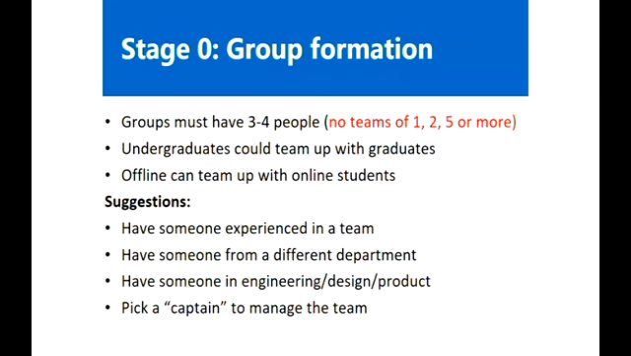So stage 0, group formation. Each group needs to have at least 3 people and at most 4 people. We cannot have 1, 2, or 5, 6 people. And there are no restrictions on who you team up with, like online students or grad students with undergrad, that's fine. It doesn't matter.